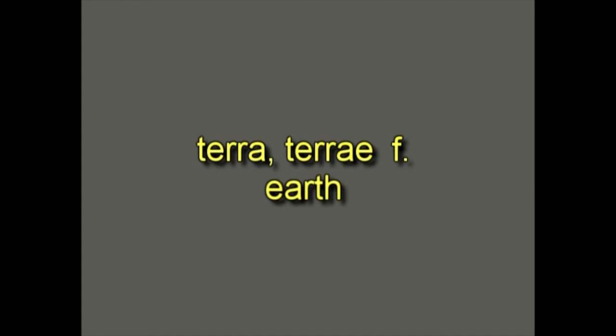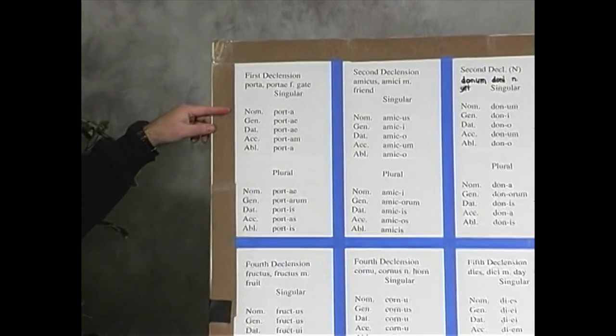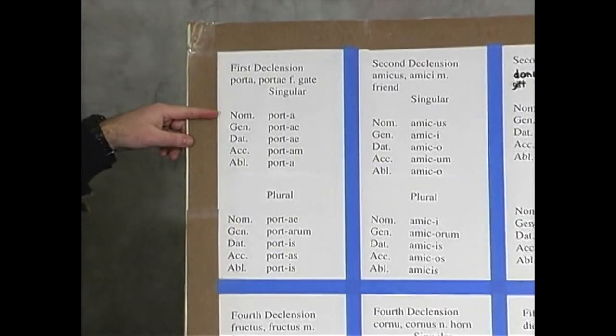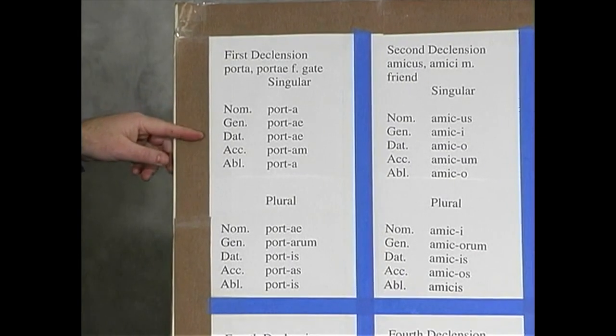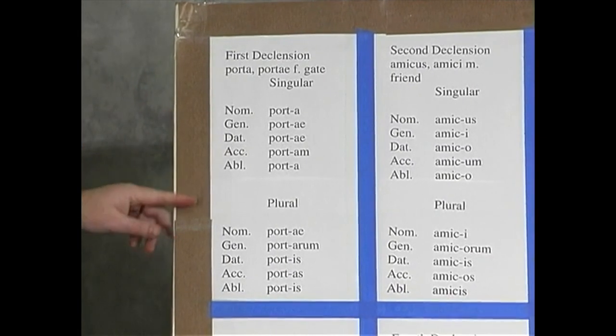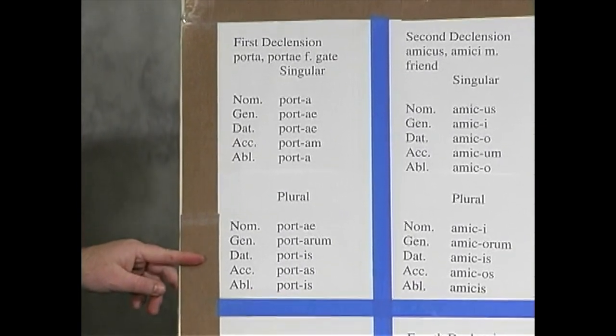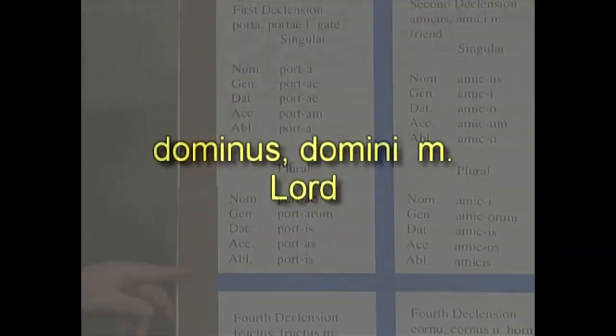Here's another noun from our Pater Noster. Terra, terrae, feminine, earth. Which declension does this noun belong to? It's first declension, just like porta, portae, feminine, gate. It would be declined terra, terrae, terrae, terram, terra. Terrae, terrarum, terris, terras, terris.